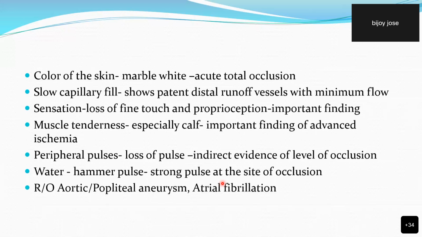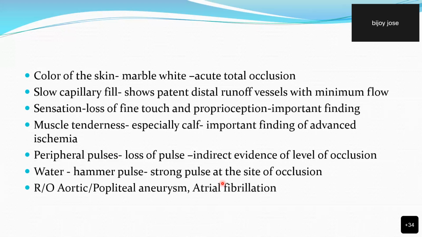So if a patient comes with acute limb ischemia, if we can elicit a femoral pulse and are not able to elicit a popliteal pulse, then definitely we can tell that the occlusion is distal to the CFA bifurcation. Similarly, if a patient presents with upper limb ischemia, and we cannot elicit a brachial pulse but can palpate the axillary, then we can say the occlusion is between the axillary and brachial. And sometimes there is a water hammer pulse: just above the level of occlusion, we can feel a strong pulse at the site of occlusion. That's called water hammer pulse.